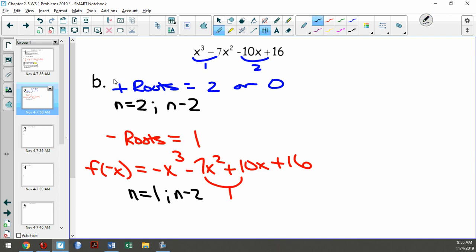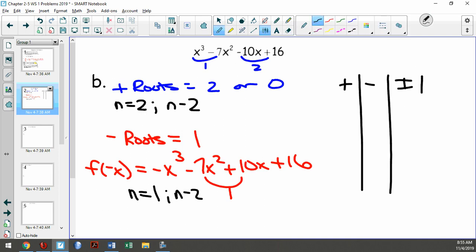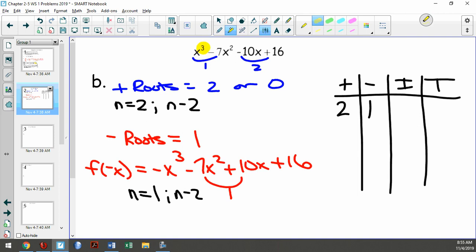So now I'm going to come over here and I'm going to do plus, minus, imaginary, and total. Now, I can have 2 positive roots paired with 1 negative root. I have to have a grand total of how many roots? 3. Why 3? It's the highest degree, correct? So I have to have a grand total of 3 roots. So how many are left to be imaginary in this row? 0. Okay, so now that means I can have 0 positive roots paired with 1 negative root.